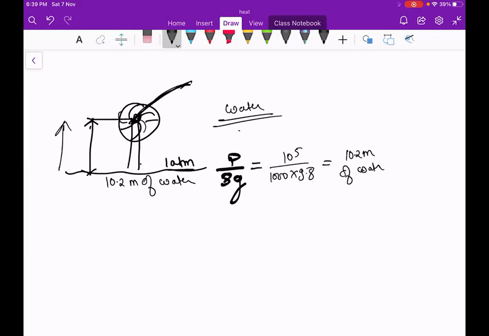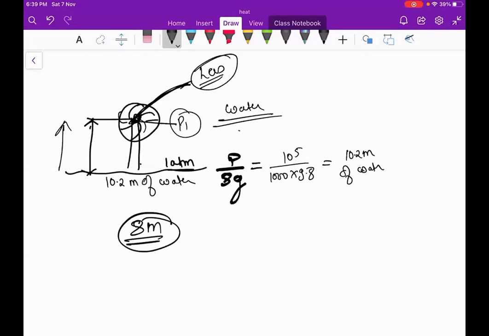It will be less. Very good. So suppose here it is 8 meter. Suppose I take the value P1, so P1 by rho g is coming 8 meter. Suppose the pressure is 8 meter.